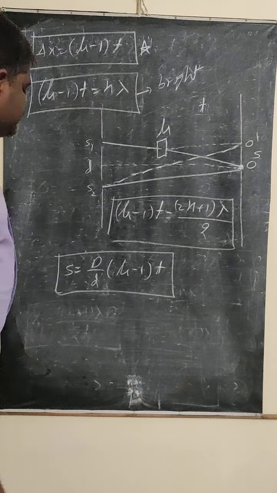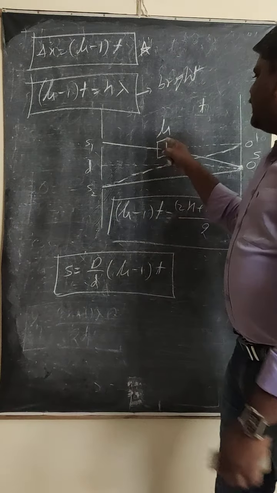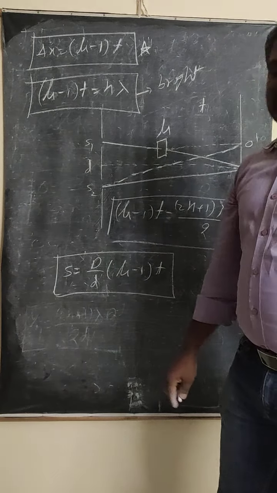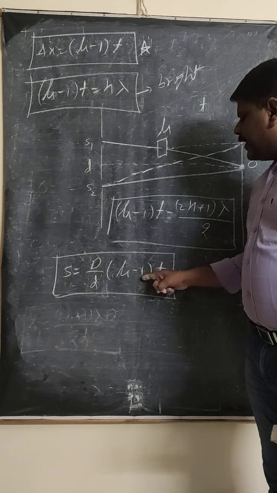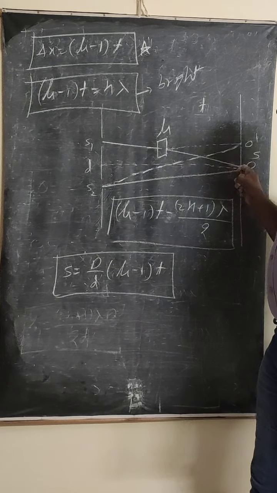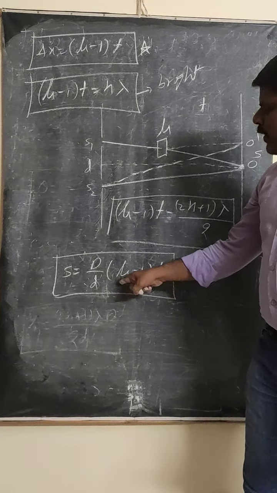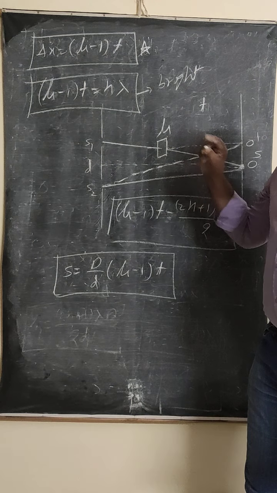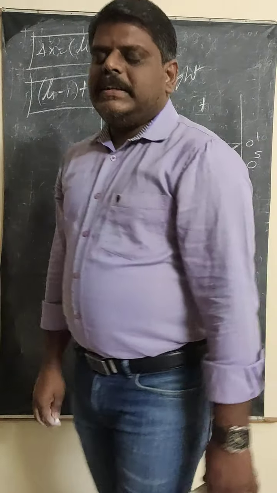Okay, this is the formula to find the shift in the central fringe due to the introduction of a thin transparent glass plate. S is equal to capital D by small d into (mu minus 1) into t. What do the terms represent here? Capital D is the distance of the screen, small d is the distance between the slits, mu is the refractive index of the glass plate, and t is the thickness of the glass plate.